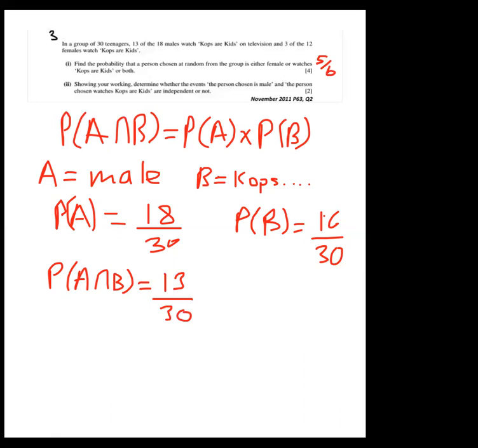Now, for the events to be independent, 13 upon 30 should be equal to 18 upon 30 times 16 upon 30. And this is not true. This is not equal, so it's not independent.